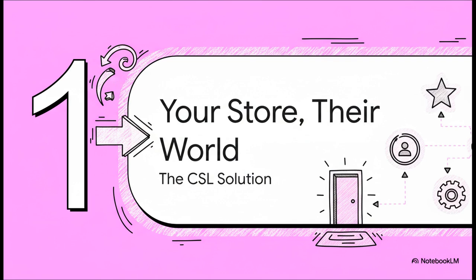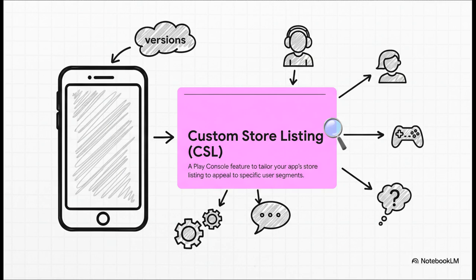Okay, so what is this powerful solution? It's really about a shift in mindset. You've got to stop thinking of your store page as some static billboard. Instead, think of it as a dynamic, personalized welcome mat. And the tool that makes all this possible is called Custom Store Listings. So what in the world is a custom store listing, or CSL for short?